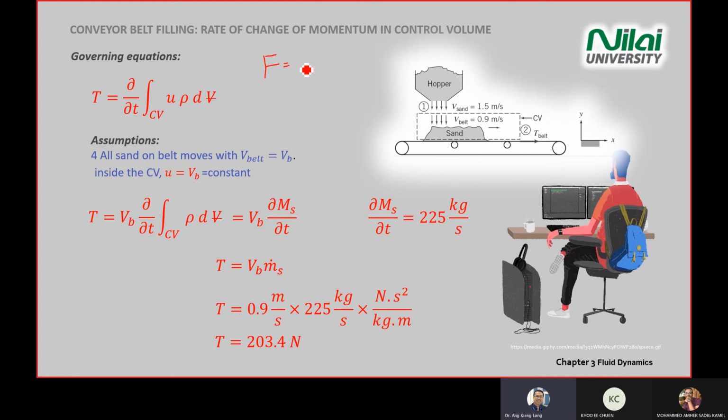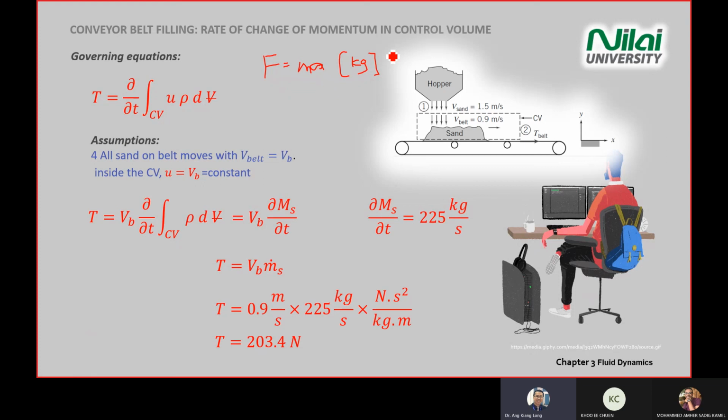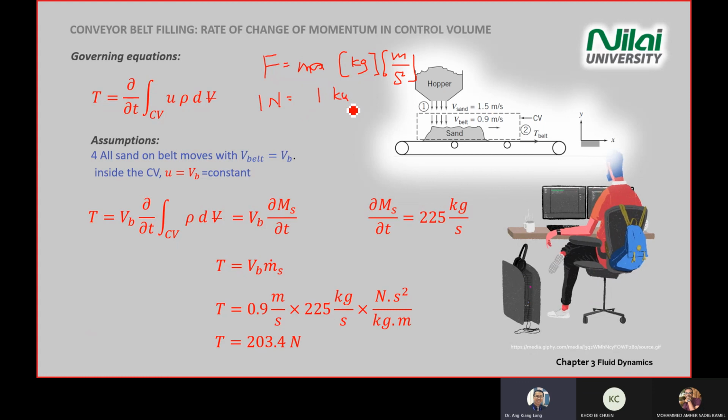One of the tricks to do conversion is to always remember the fundamental equation for force. You use Newton's second law, F equals ma. The unit of mass is kilogram, times acceleration in meter over second square. So 1 Newton equals 1 kilogram meter per second square. So when you get kilogram meter per second square, it equals Newton, and you can directly convert into Newton.